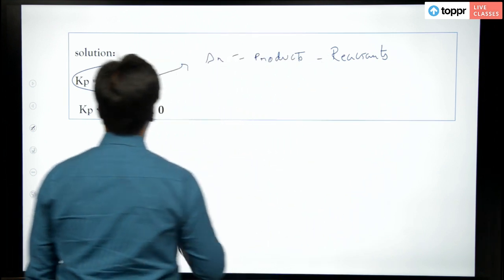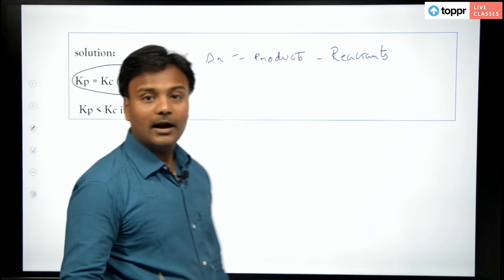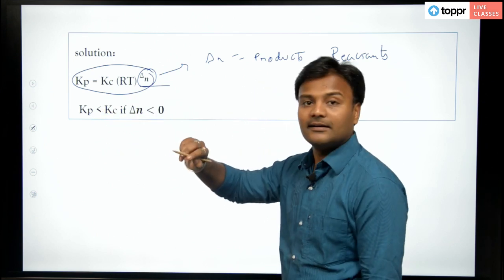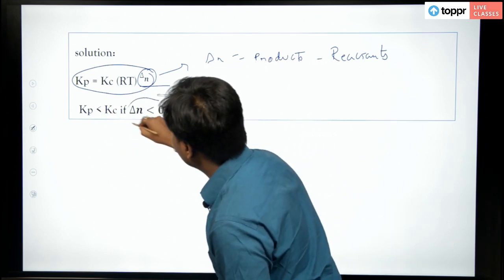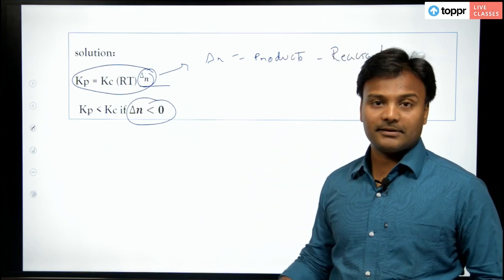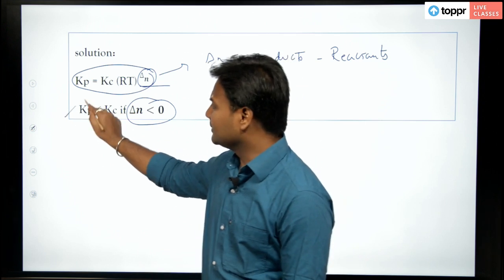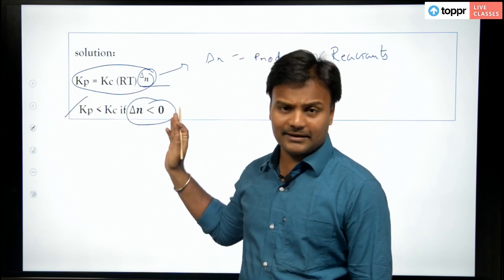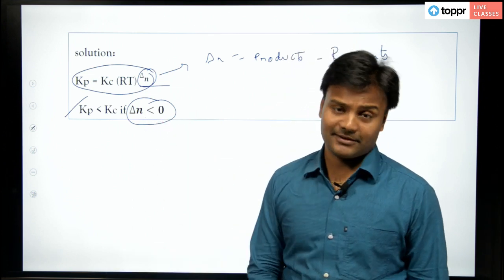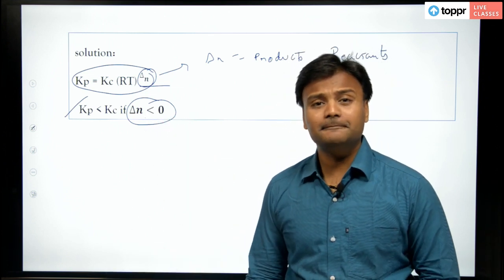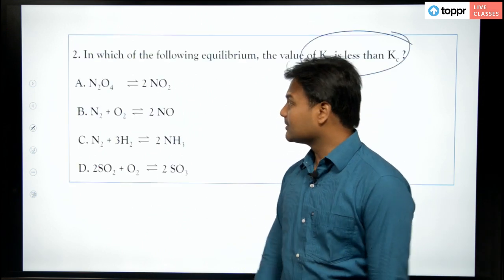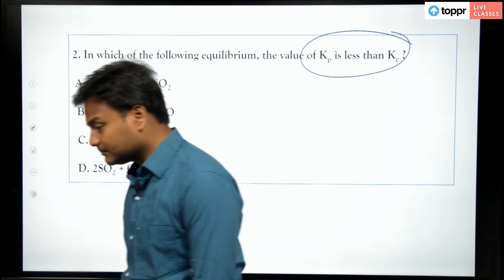Now, if Kp is less than Kc, that is when delta n is less than 0. Very simple, you should know only this thing: Kp is less than Kc when delta n is less than 0. How do you calculate delta n? How can we calculate delta n? Look at this, calculate the delta n.